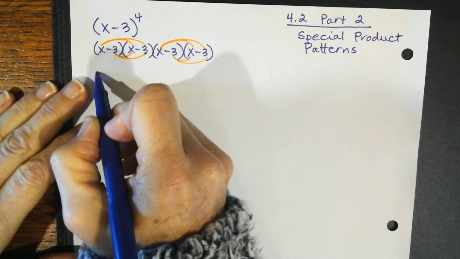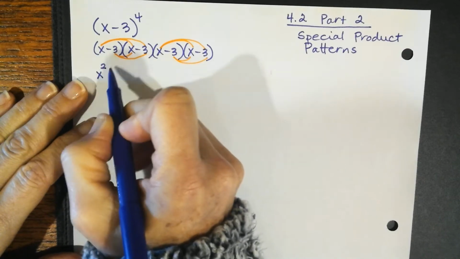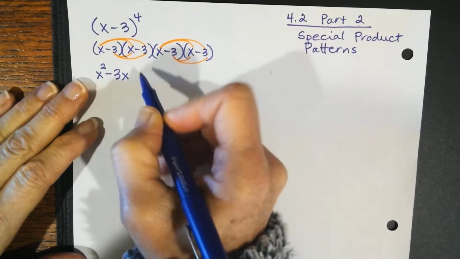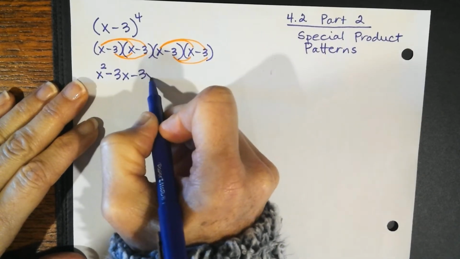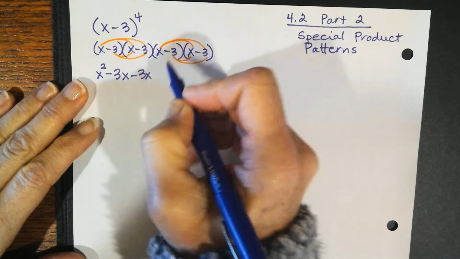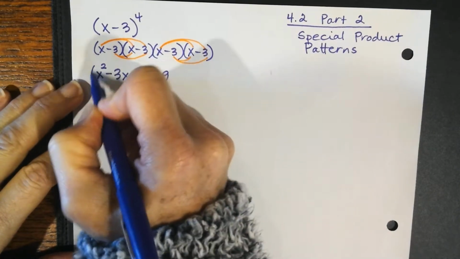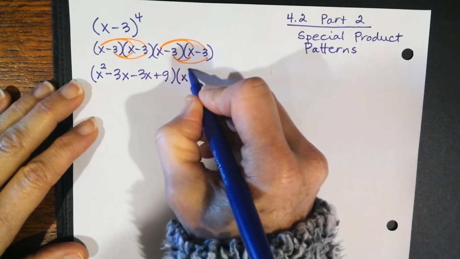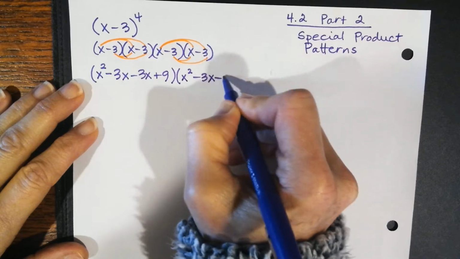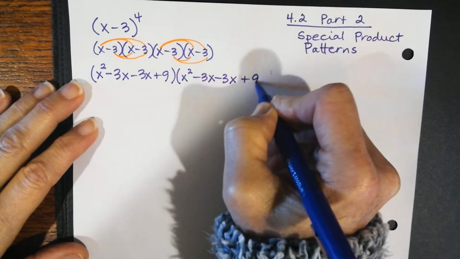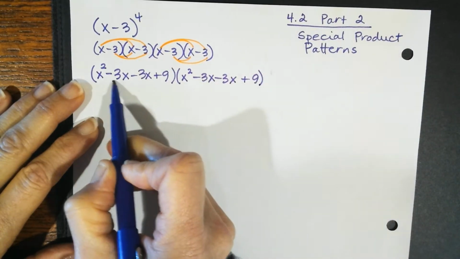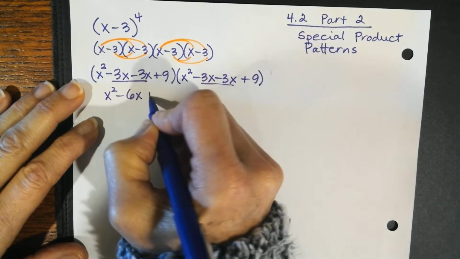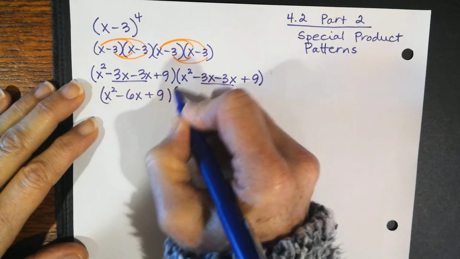So as you know, x times x is x squared. x times minus 3 is minus 3x, and x times minus 3 is another minus 3x, so minus 6x in the middle. And then minus 3 times minus 3 is plus 9. So that's the first 2 binomials. The next ones are, of course, going to be exactly the same. So we're going to combine these in the middle because we can, to save ourselves one little step here.